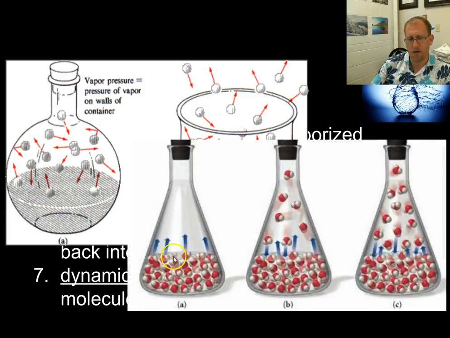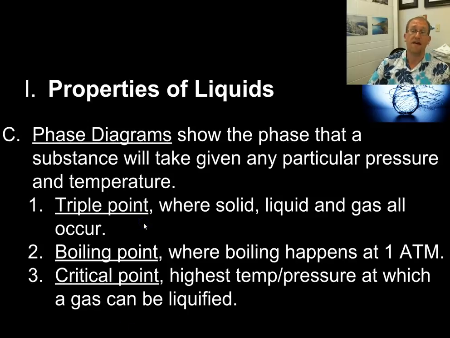Here we go, another picture. Some particles of liquid are leaving and becoming vapor, and that goes on until there's high vapor pressure, and then just as many start to leave the liquid state as re-enter the liquid state. Okay, phase diagrams. Here's the last idea. Phase diagrams show what state a substance will take at any particular pressure and temperature.